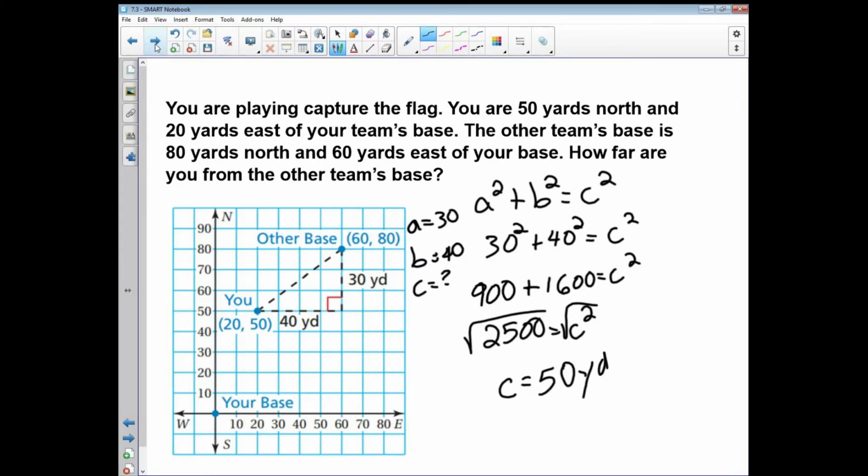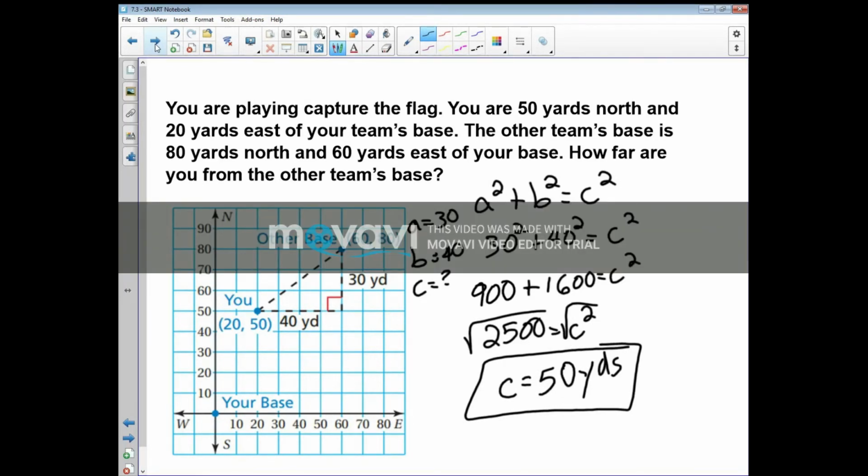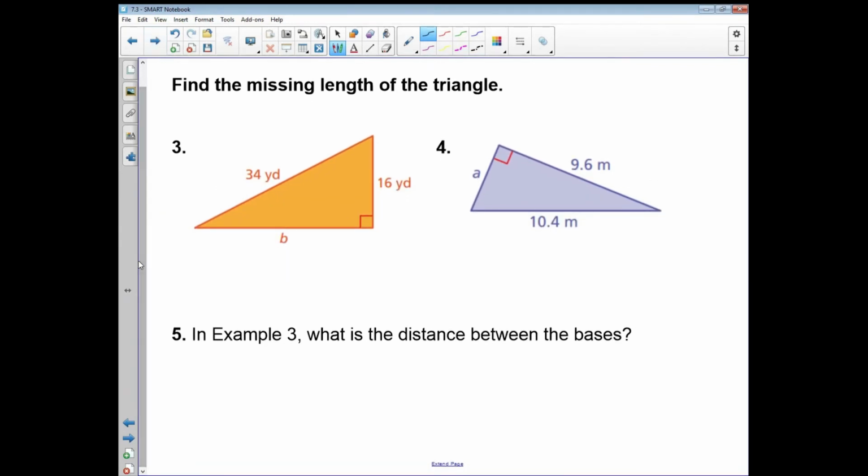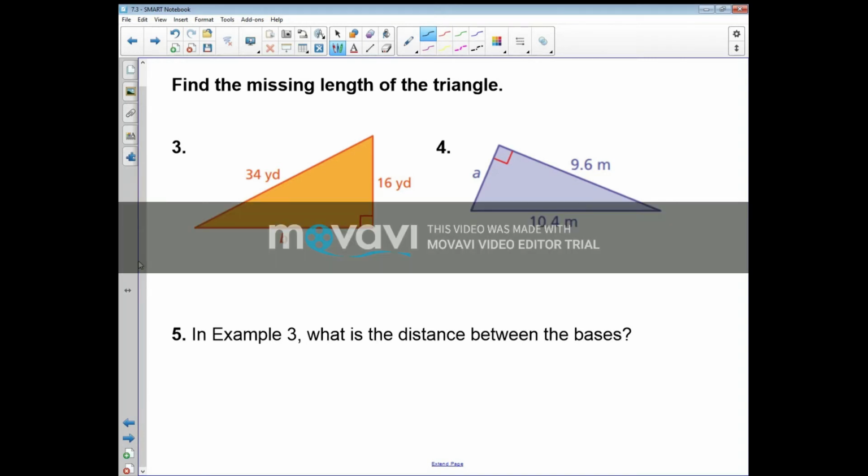We added a couple of words to it. We talked about capture the flag, whatever. It's still A squared plus B squared equals C squared. It's the same stuff that you guys have done in the last couple of slides here, okay? So if you want to pause the video right now and try these examples on your own, you go right ahead. Otherwise, I'm just going to go through the answers and solutions to both of these problems, 3 and 4. We're going to skip 5 because it's not really important as far as getting the information across.